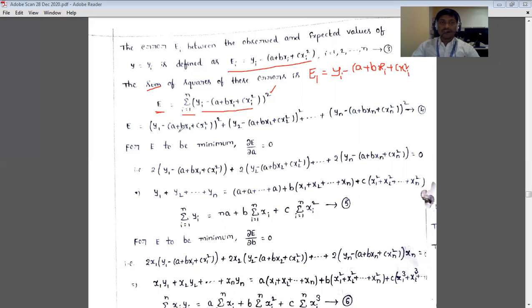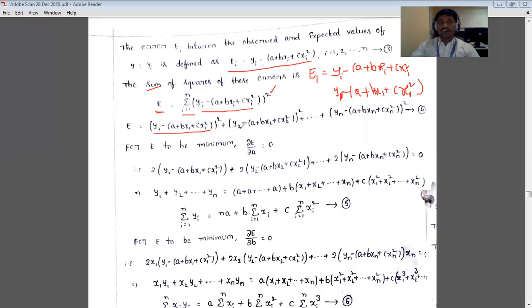Now we expand that summation. First, if you substitute i is equal to 1, we get y1 minus of a plus bx1 plus cx1 square. By substituting 1 in place of i, we get y1 minus of this one. That's why here I wrote y1 minus of a plus bx1 plus cx1 square, whole square.